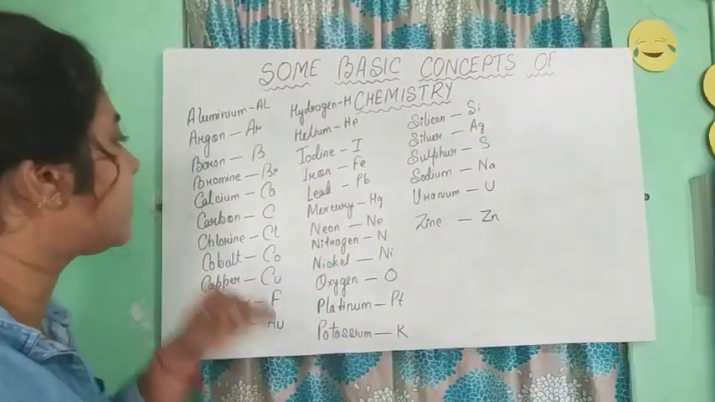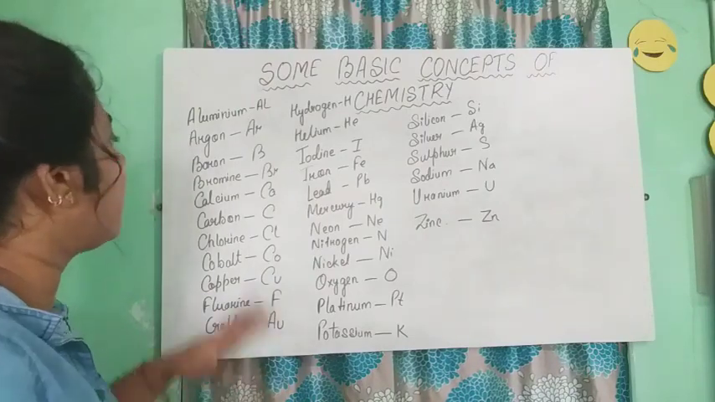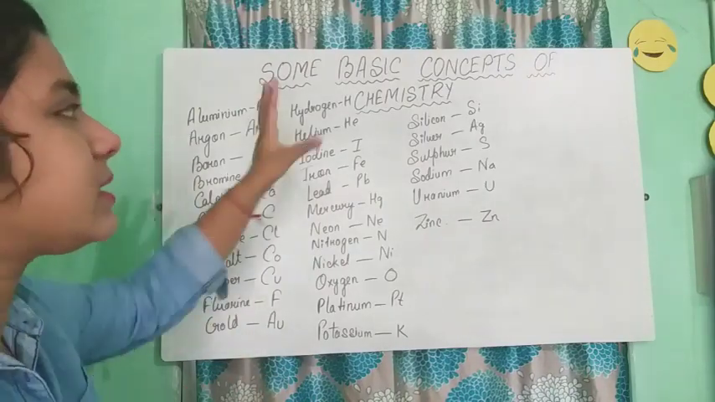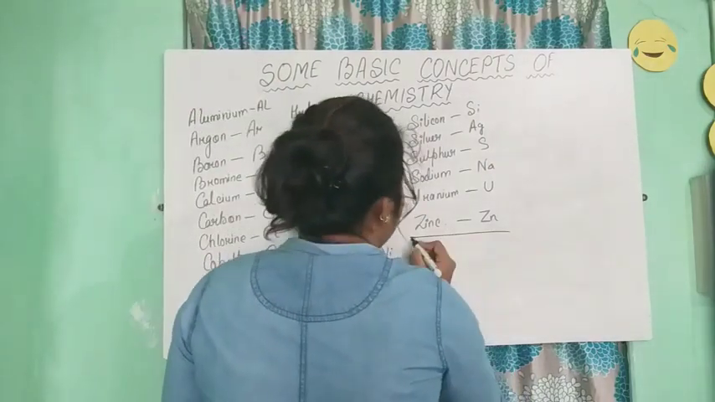So these are the symbols of some of the elements, not all the elements, just some of the most commonly used ones. I have written down the names of the elements, and these are the symbols of the elements. Okay, out of them, some of them are diatomic.